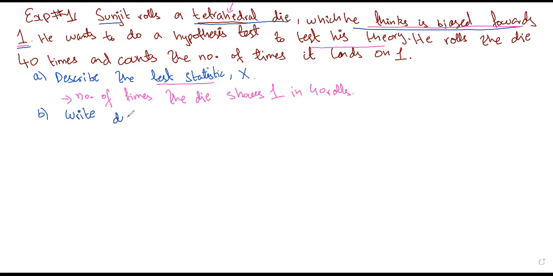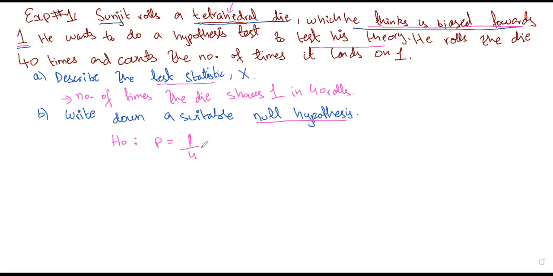Write down a suitable null hypothesis. So we don't know what null hypothesis is. Let's talk about that. I told you null hypothesis is the expected or theoretical value. So if this die has 4 sides, what is the expected value of probability? If something has 4 sides, it would obviously be 1 by 4. The probability of getting 1 is 1 by 4, right?